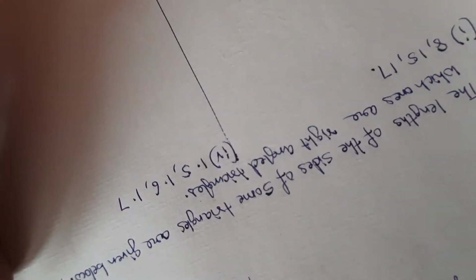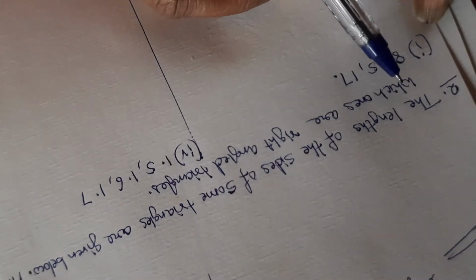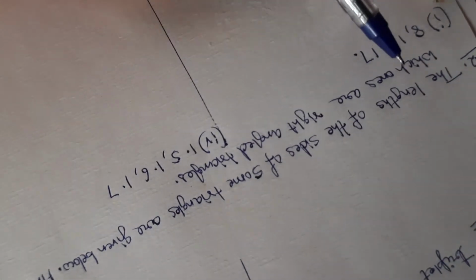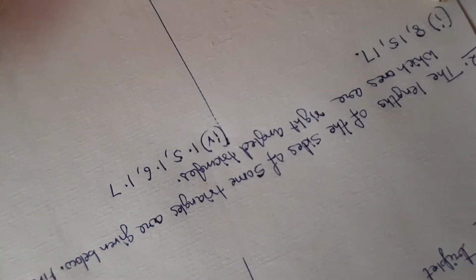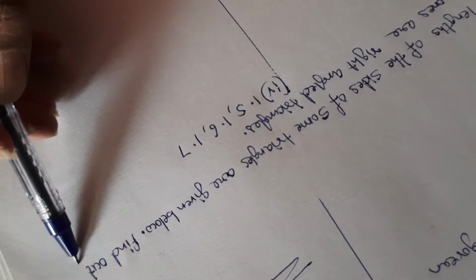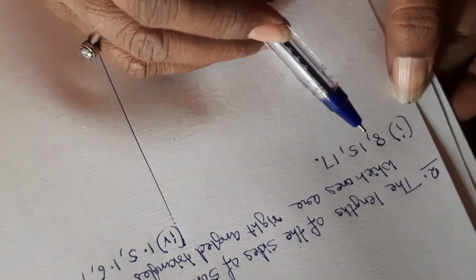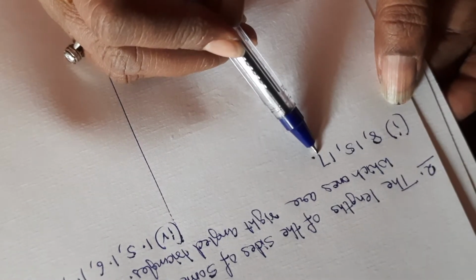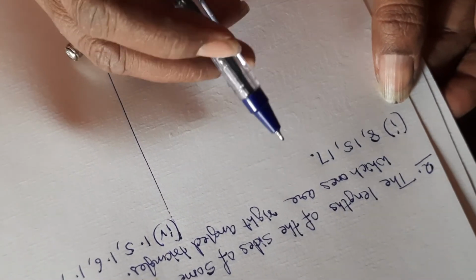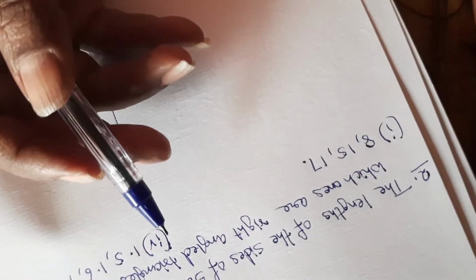Question number 2, the second one, is given for class test 2. The lengths of the sides of some triangles are given below. Find out which ones are right angle triangles. Here also the numbers given are 8, 15, 17. We have to find out whether they are actually right angle triangles. It's simple. If they are a Pythagorean triplet, they will give us right angle triangles, children.